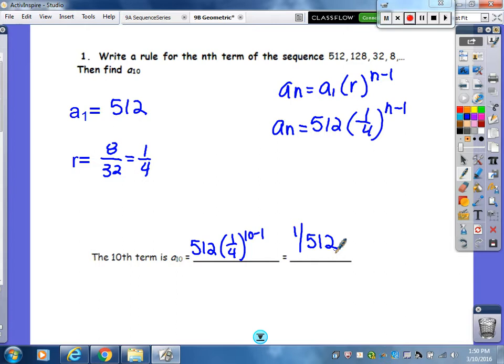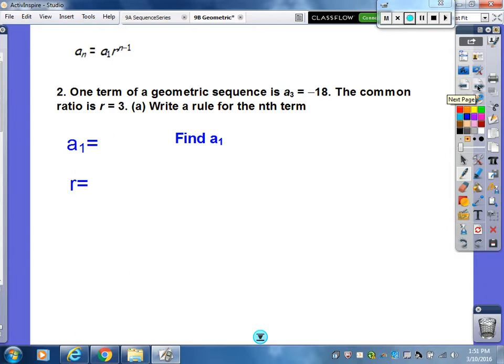Let's step it up a notch. So now let's see what we've got. We've got one term of a geometric sequence. The third term is negative 18. The common ratio is 3. Notice here we don't have our first term, so that means we're going to have to find our first term. So we're going to use our formula: a sub n is equal to a1 times the ratio to the n minus 1.